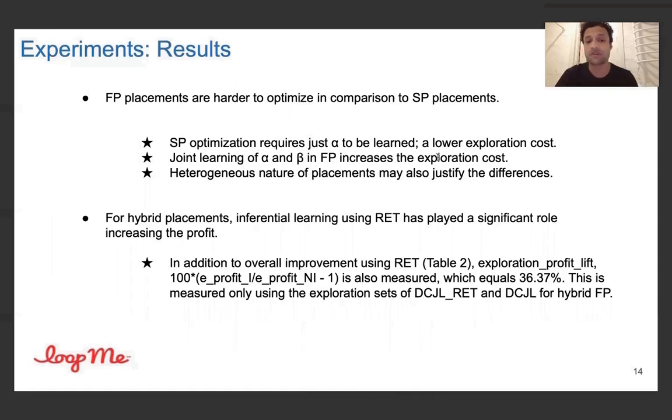For the hybrid placements, inferential learning using RET has played a significant role in increasing the profit. We quantify how exactly the exploration cost was reduced by using a custom lift metric, exploration profit lift, which is measured only using the exploration sets of the two methods.